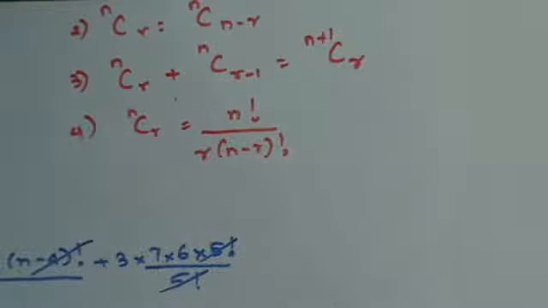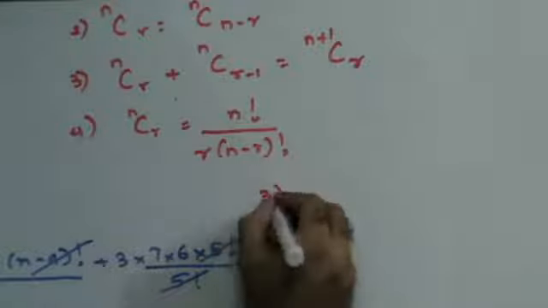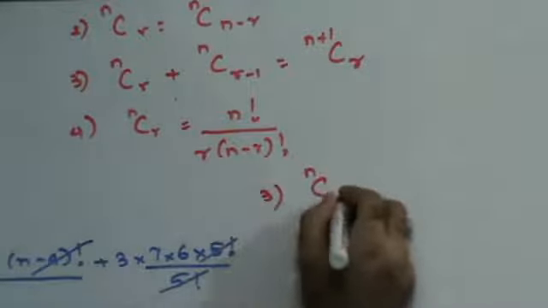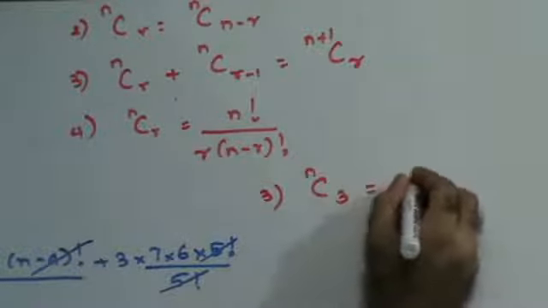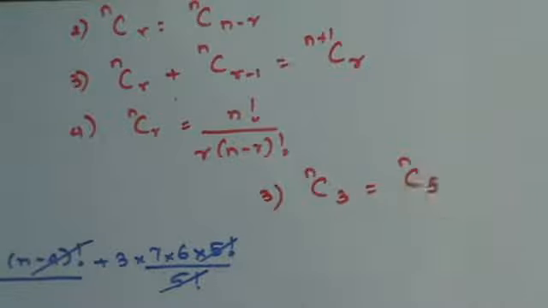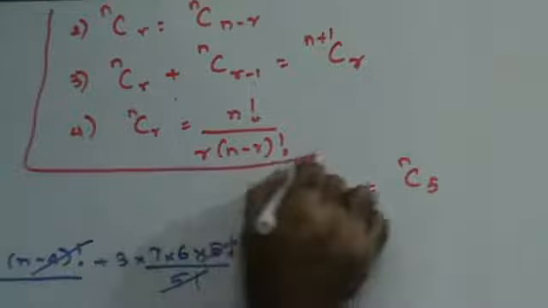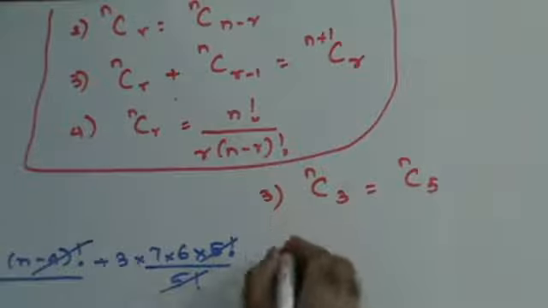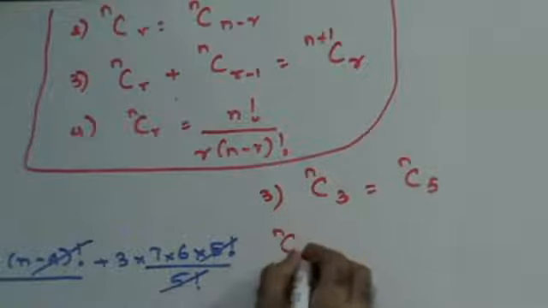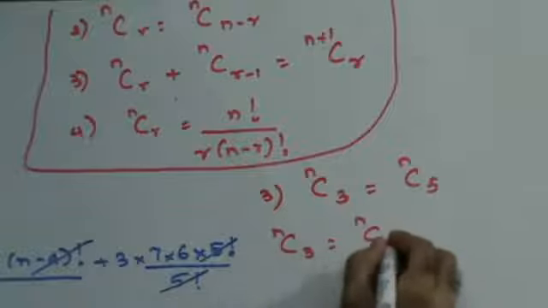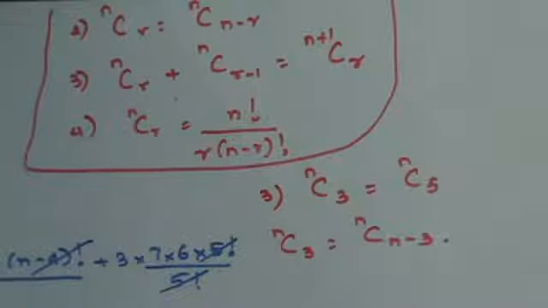Right? So we are going to see 3 more formulas now. Let's see a sum. nC3 is equal to nC5. I'll use the second formula here. These are the remaining 3 formulas that I'm using now. If I use the second formula, I can say nC3 is nC(n minus 3).